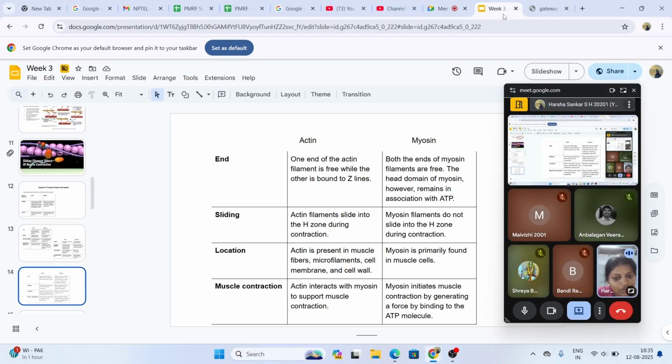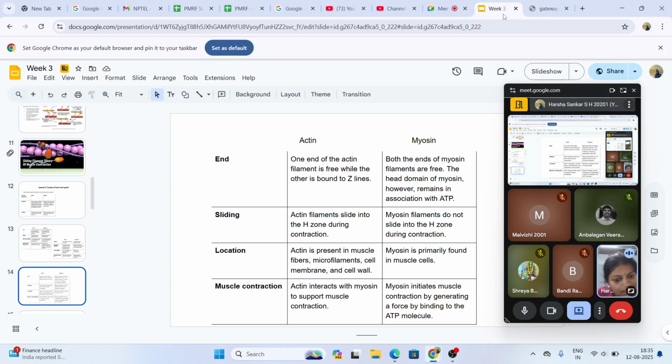Now, one end of the actin filament is free while the other is connected to the Z line. But in myosin, both ends are free, so they are staying in between these two. The head domain of myosin remains in association with ATP, because there is an ATP binding structure specifically at the myosin head.